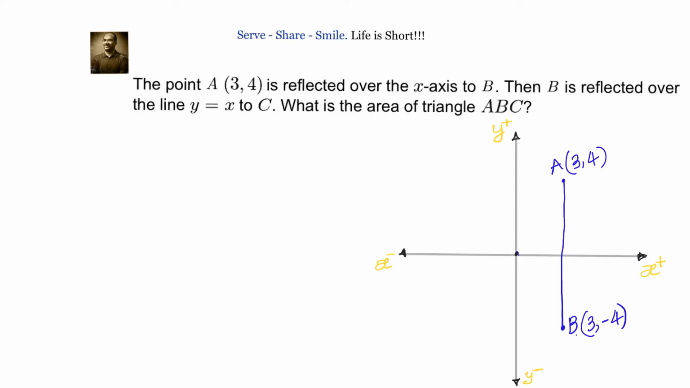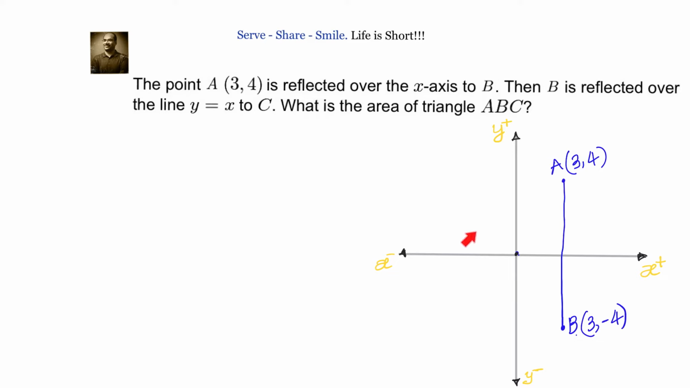Next, B is reflected over the line y equals x. How will the line y equals x look? Y equals x means the line which is dividing the coordinate axis into two equal parts. Now, if this particular point is reflected over this line y equals x, what happens is the x coordinate and y coordinate will swap. They will interchange with each other.